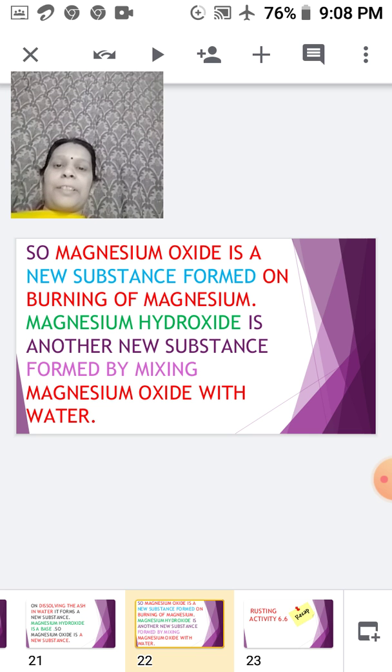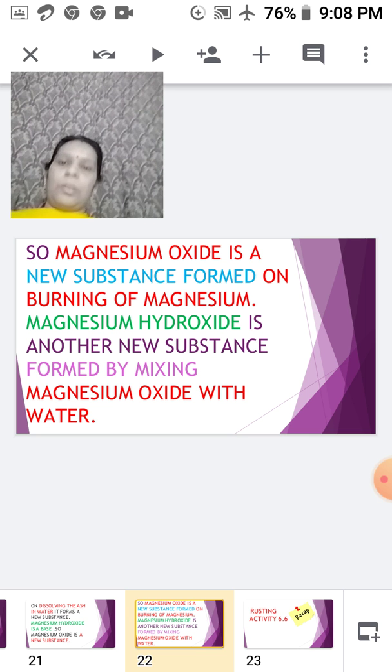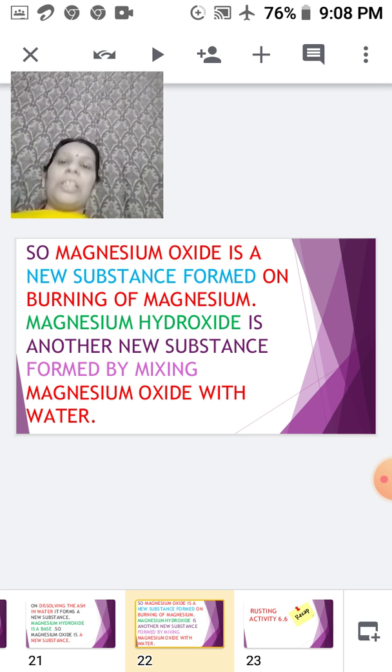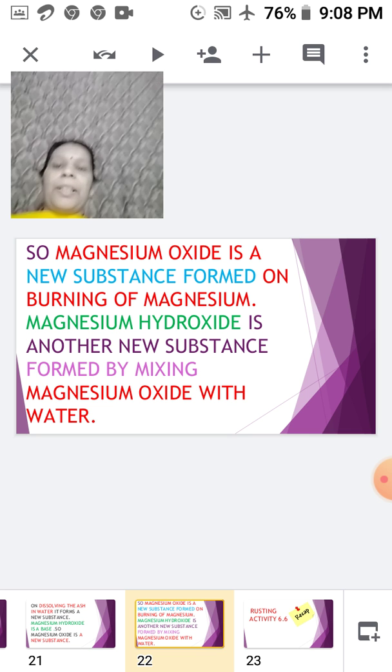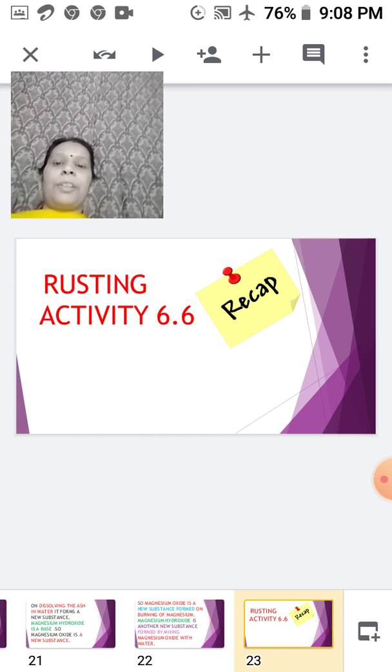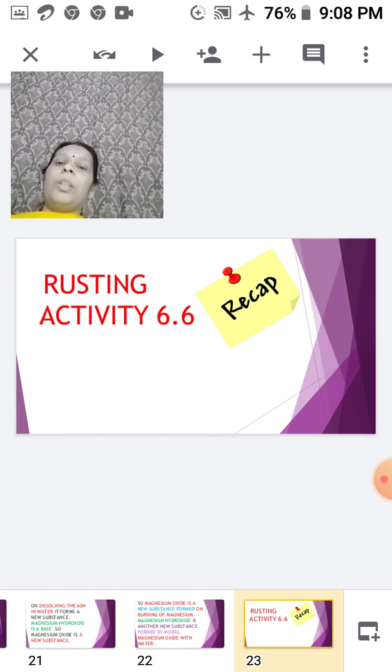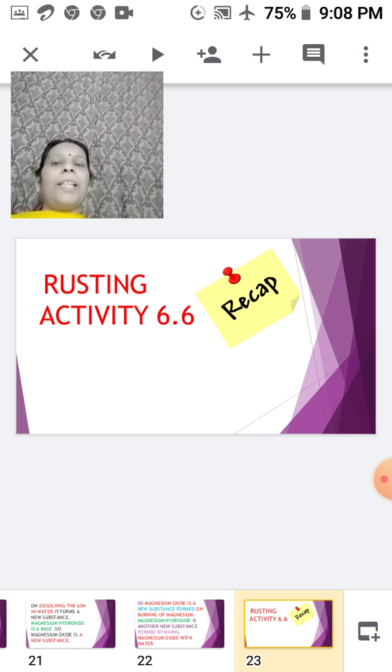In the next step, we wanted to check whether it is acidic or basic in nature. For that we used the litmus paper, and what we found was there was no change in the blue litmus paper, but there was a change in the red litmus paper, proving that magnesium hydroxide is a base. It is basic in nature. So children, I hope now you have understood about rusting, as well as the basic nature of magnesium hydroxide.